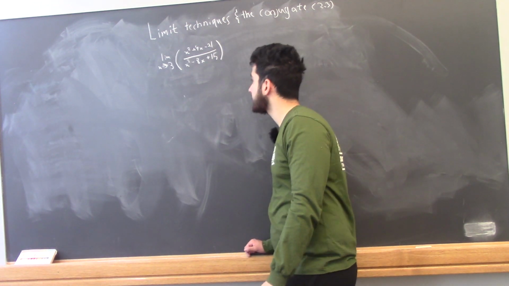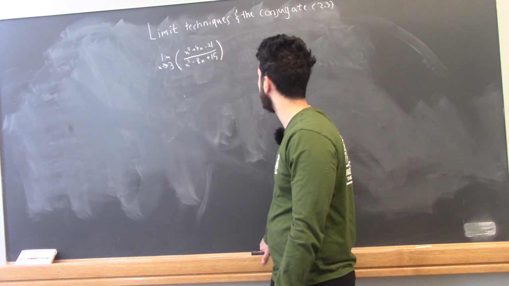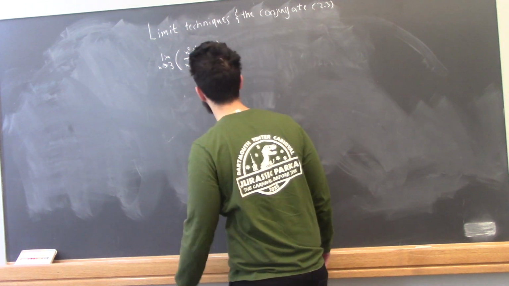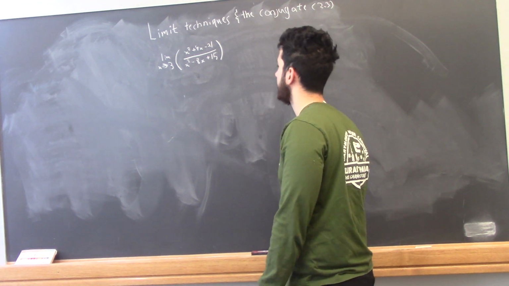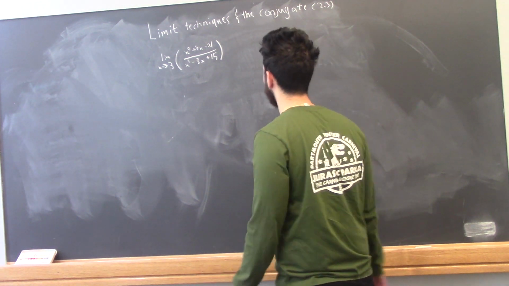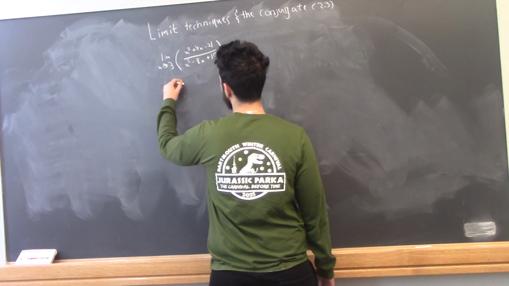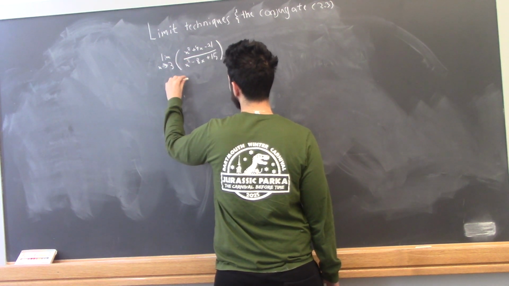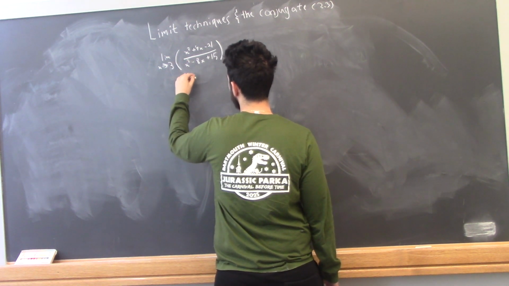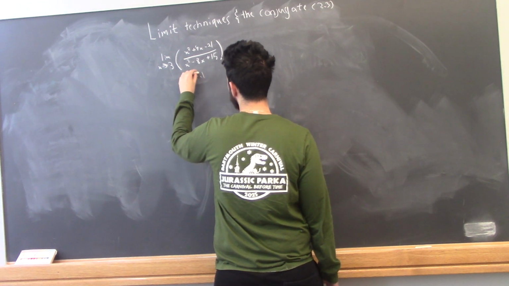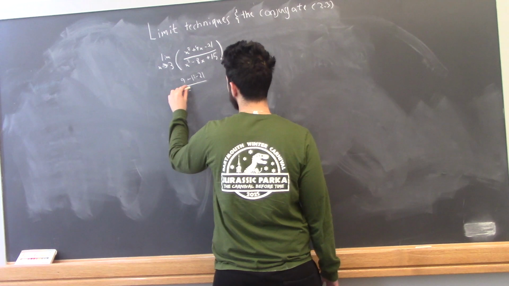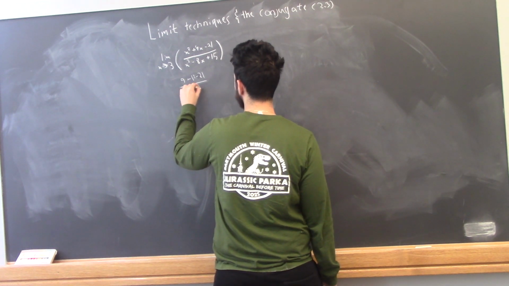Alright, so we have this limit as x goes to 3 of (x squared plus 4x minus 21) over (x squared minus 8x plus 15). Let's just plug it in, see what happens, right? We get 9, which is 3 squared, plus 12 minus 21, over 9, minus 8 times 3, which is 24, plus 15.